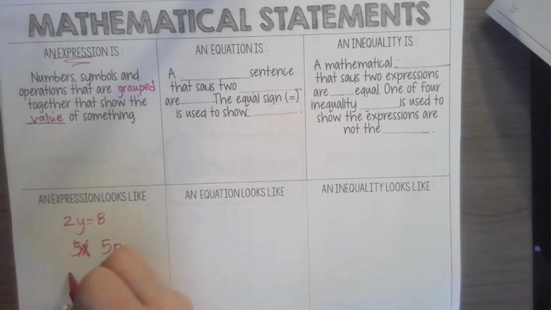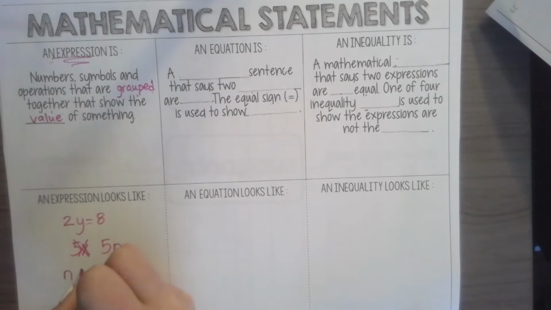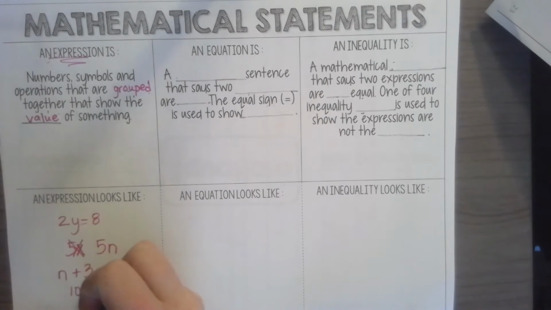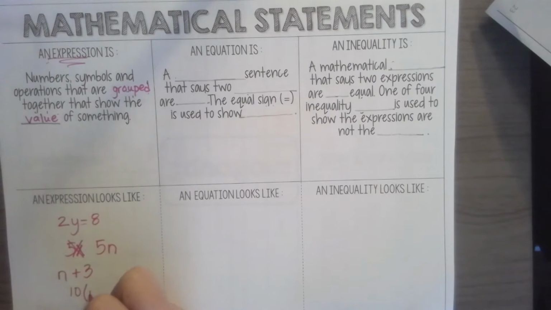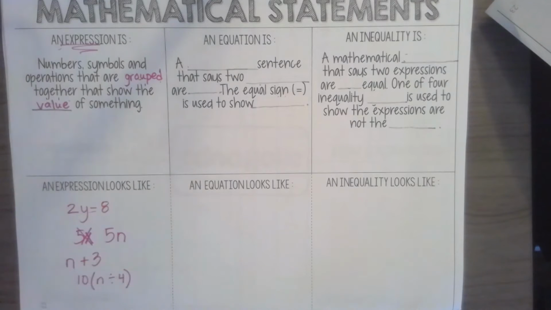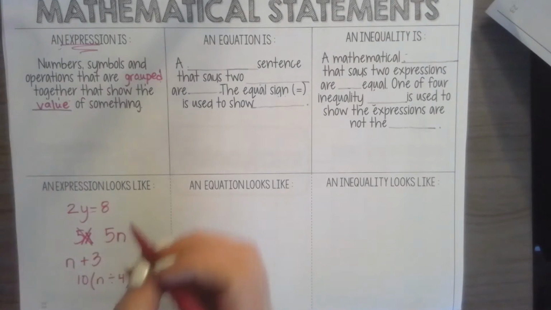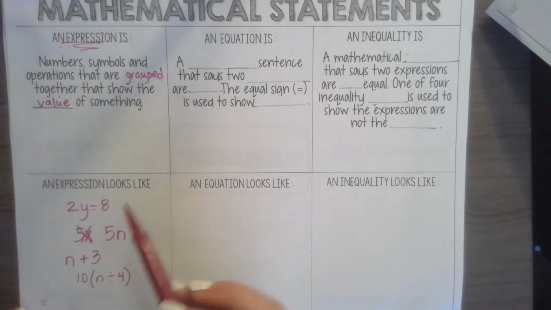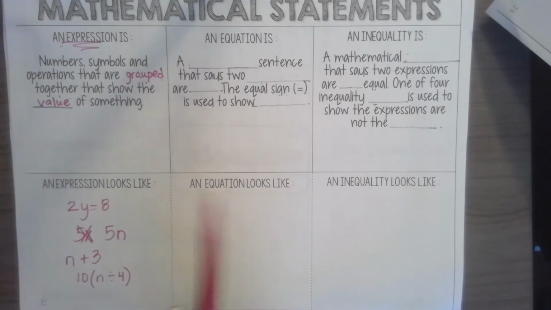So let's do a number plus 3, 10, and a number divided by 4. All of these are expressions. Doesn't matter how many terms there are, they're expressions. That looks like it equals, but it is just a minus. Sorry about that. No, not showing any equality.